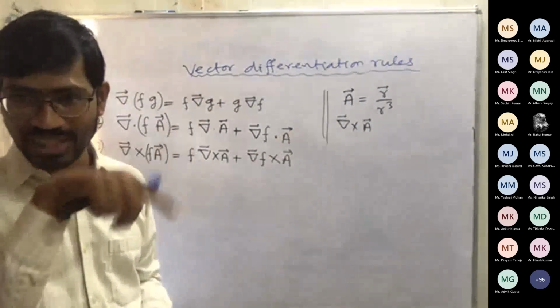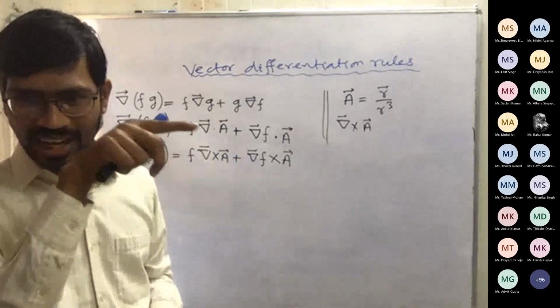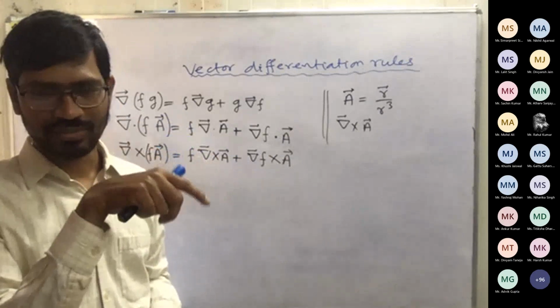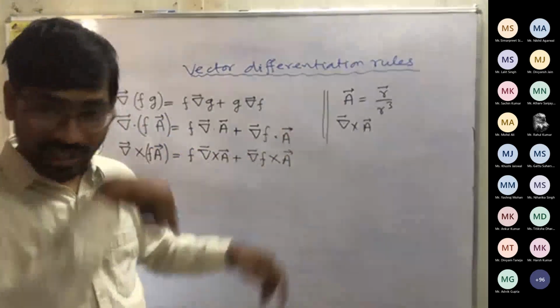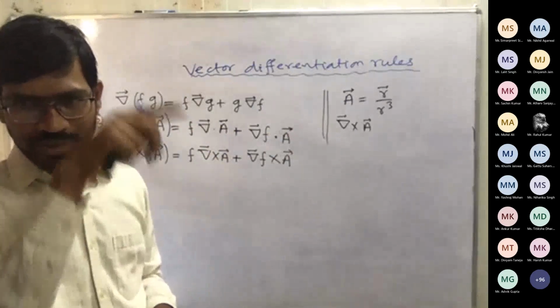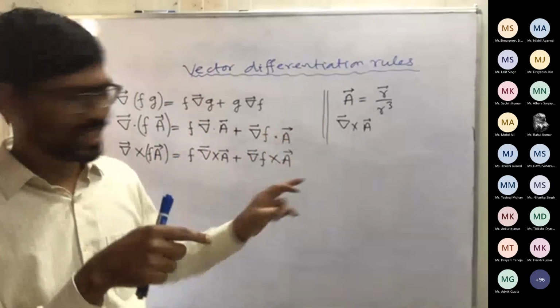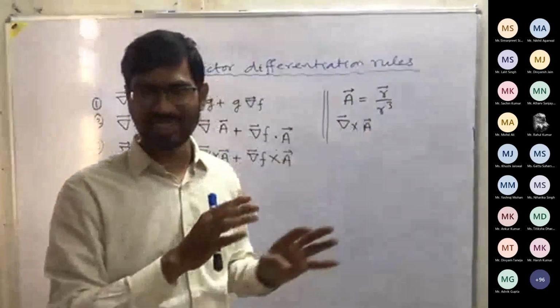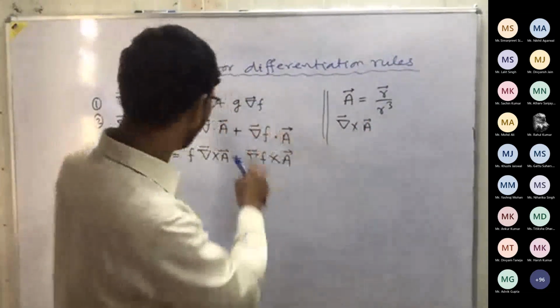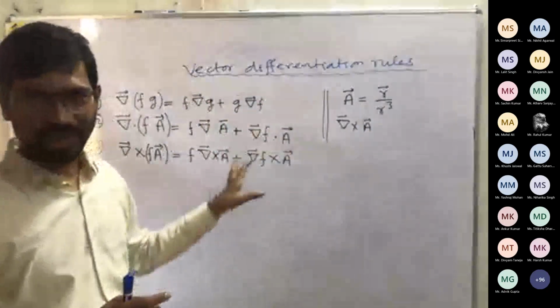Now vector R is a position vector x i cap plus y j cap plus z k cap, and then you have R cube, so you have x square plus y square plus z square to the power 3 by 2 on the denominator. But I am a lazy person, so I don't want to write those big formulas.